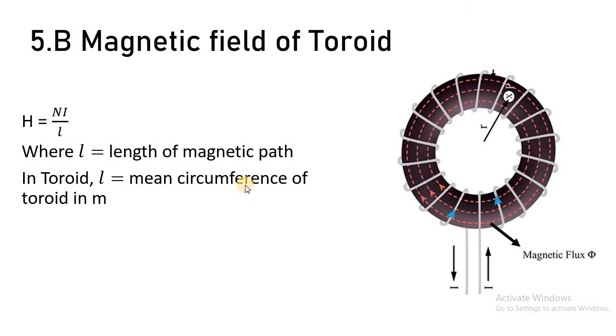Okay. Are you getting it? And in a straight conductor, your L is nothing but what? The length of a straight conductor. So in every case, L is going to play a different role. As the case is, L will be different. For a long straight conductor, L is the length of your conductor. In a solenoid, L is the length of your solenoid. And in a toroid, the length is the mean circumference of the toroid.